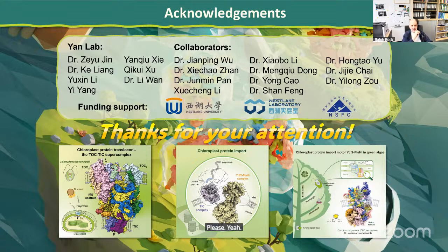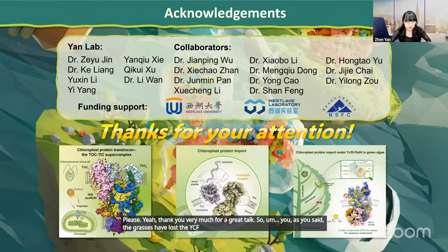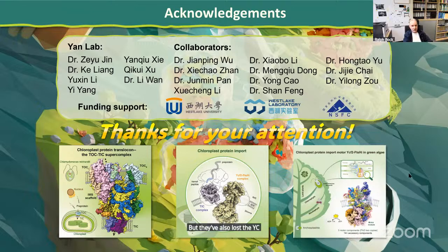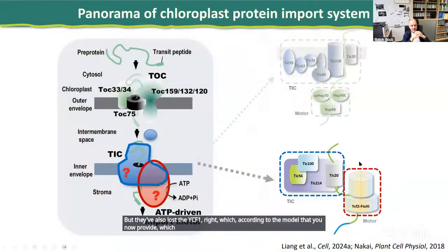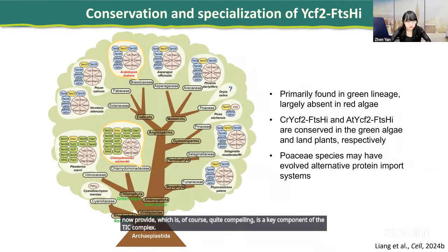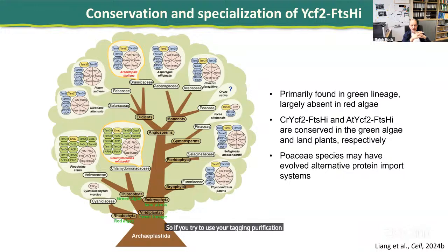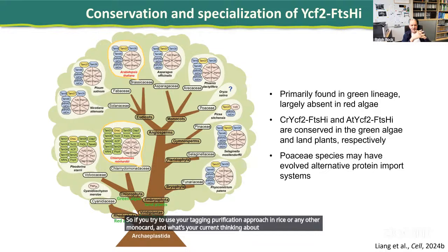Yeah, thank you very much for a great talk. So as you said, the grasses have lost the YCF2, but they've also lost the YCF1, right? Which, according to the model that you now provide, which is of course quite compelling, is a key component of the TIC complex. So have you tried to use your tagging purification approach in rice or any other monocot? And what's your current thinking about the TIC composition in the grasses?